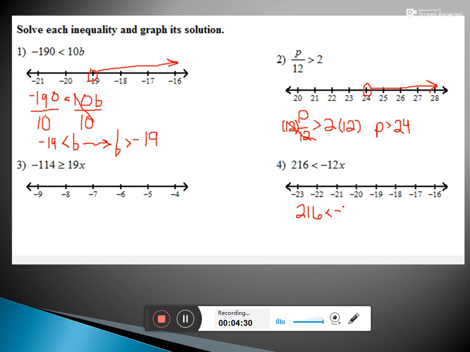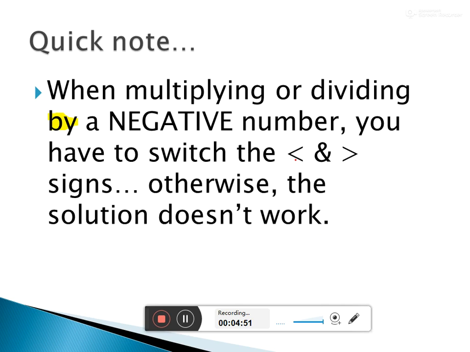And this time when we divide, notice our coefficient is negative. So now we're dividing by a negative. And if you look at that note at the very top of your paper that you wrote, it said that when you multiply or divide by a negative number, you have to switch the less than and greater than symbols. Okay, and we'll talk about why in a minute when we check our work.